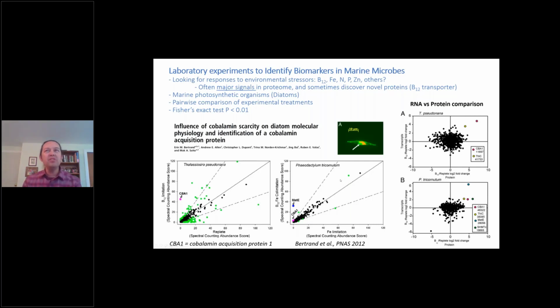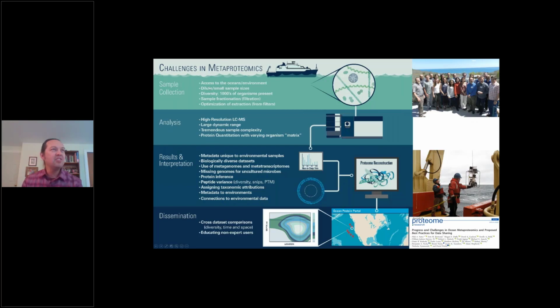And so with this knowledge of biomarkers that we're gaining from our lab studies, we can go out into the environment and try and see what's happening in the real world. And there's a lot of challenges, though, in trying to do this. One of them is sample collection, getting out there. You need ships. You're trying to get samples from a dilute environment. The analysis is very complicated. The samples are complex with many organisms mixed together. The data analysis is complicated, and of course, then sharing the data is really important because we need to get this out to the community.